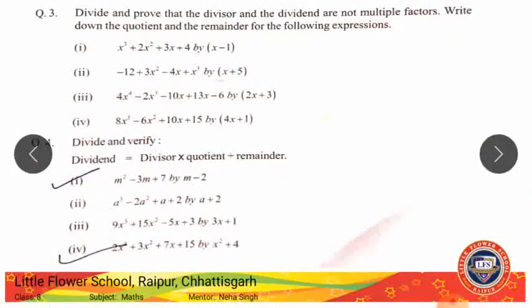Now moving on to the third question. Divide and prove the divisor and dividend are not multiple factors. What you have to do? You need to divide and prove that they are not multiple factors. Write down the quotient and remainder of each of the following. You need to divide and then you need to write the quotient and remainder.